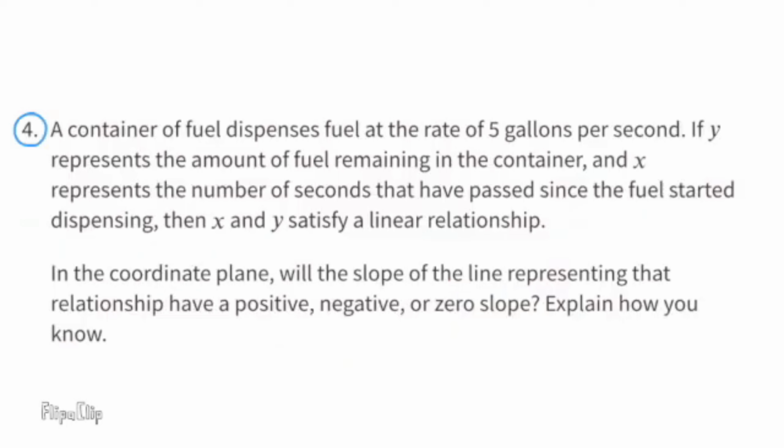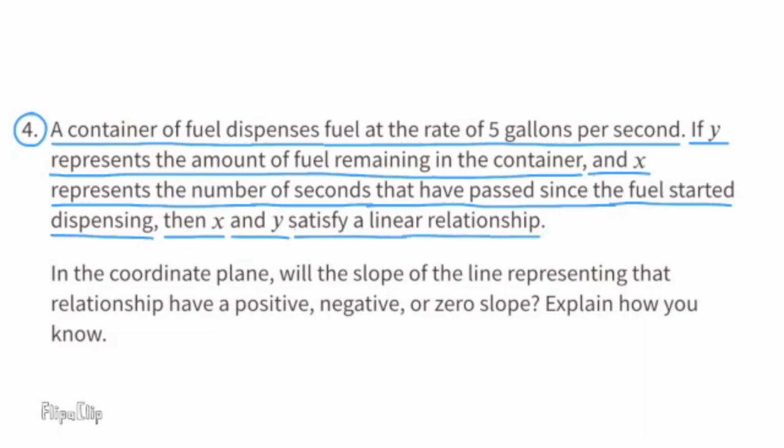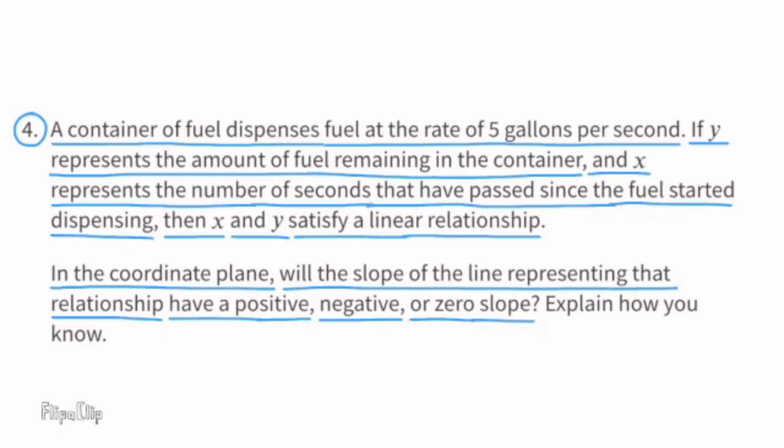Problem number 4. A container of fuel dispenses fuel at the rate of 5 gallons per second. If Y represents the amount of fuel remaining in the container, and X represents the number of seconds that have passed since the fuel started dispensing, then X and Y satisfy a linear relationship. In the coordinate plane, will the slope of the line representing that relationship have a positive, negative, or zero slope?